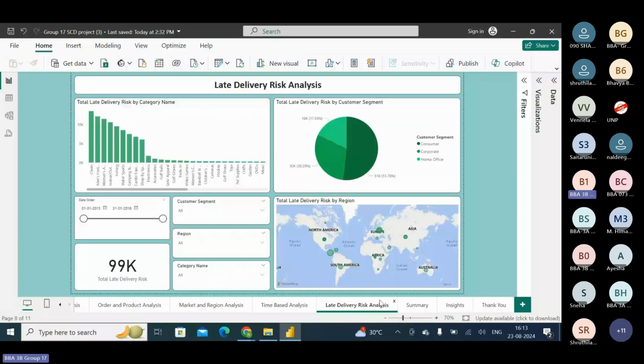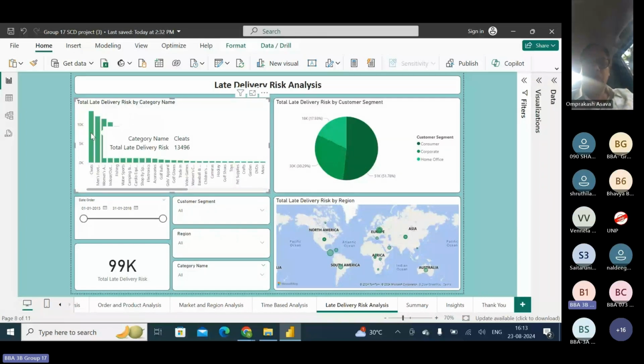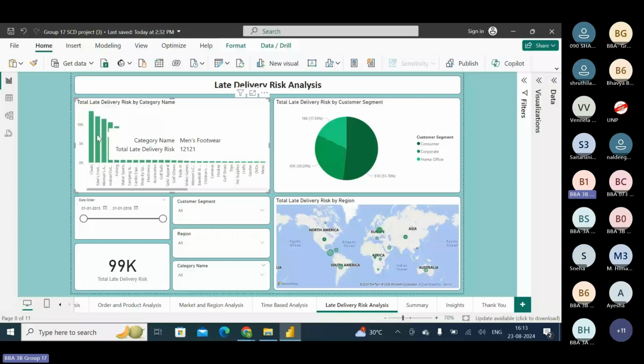Next, the late delivery risk analysis. The first chart explains late delivery risk by category name. The chart ranks product categories based on the associated risk of late delivery. The categories cleats and men's footwear have the highest late delivery risk, suggesting potential issues with supplier reliability or logistical challenges specific to these products.